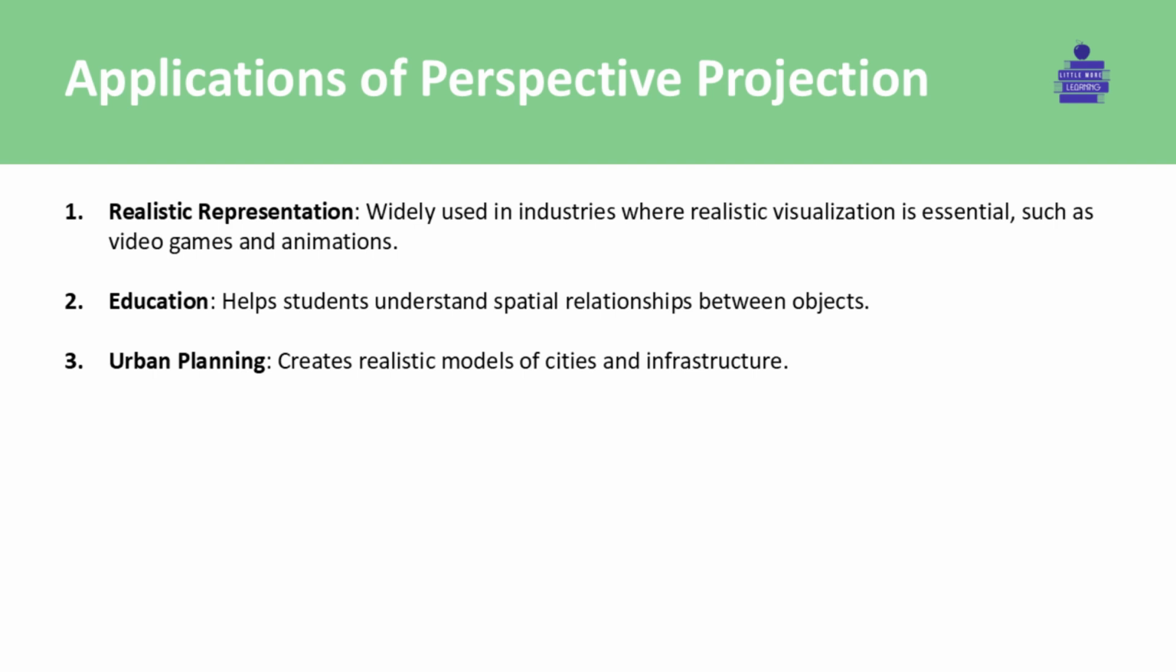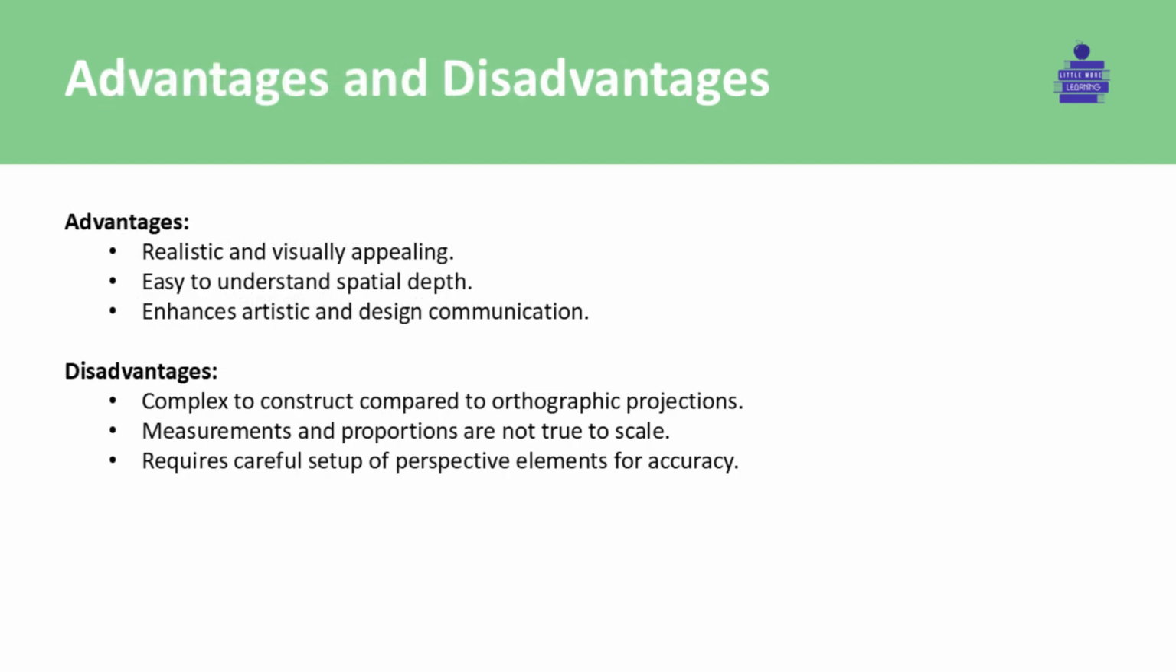Urban planners use it to visualize cities and neighborhoods, aiding in better development decisions by providing realistic previews. Perspective projection provides realistic and visually appealing representations, helping communicate design ideas. It aids in understanding spatial depth in architecture and urban planning. However, creating accurate drawings is complex and measurements aren't true to scale, requiring both perspective and orthographic drawings for precision. Proper setup of perspective elements is crucial to avoid distortions.